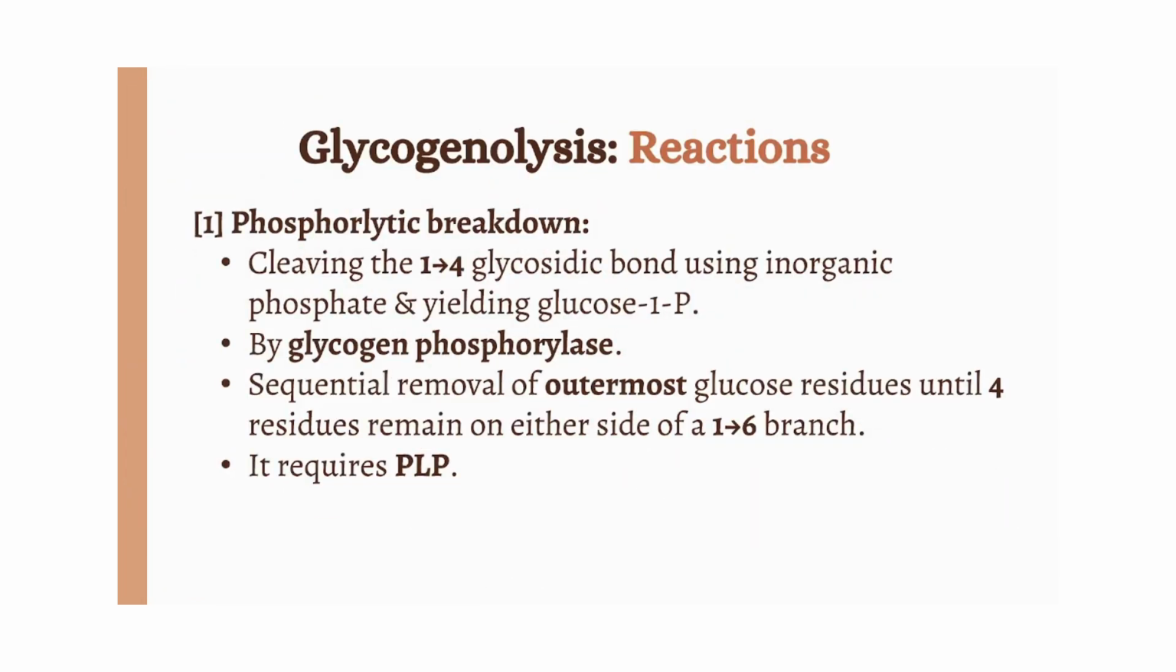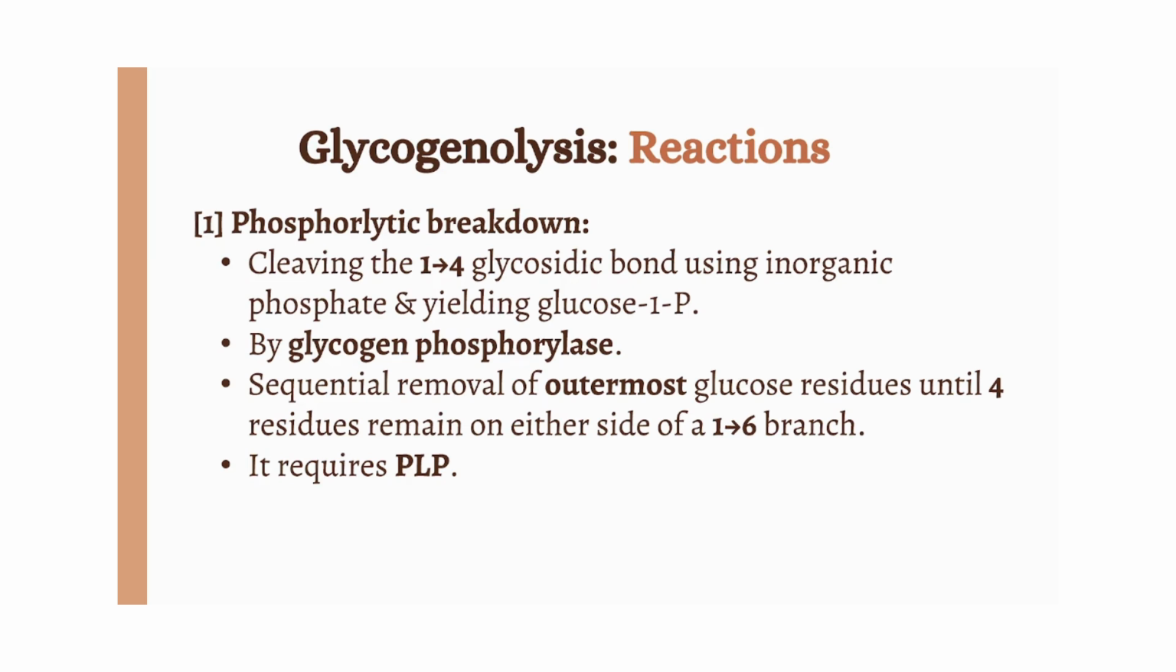The first reaction in glycogenolysis is phosphorolytic breakdown, whereby our alpha 1 to 4 glycosidic bonds are broken down using inorganic phosphate, and glucose 1-phosphate will be released as a product. This is catalyzed by glycogen phosphorylase, which acts on the outermost glucose residue, and it starts the cutting from the very end and coming closer or proximal to the branching point. It will not reach it.